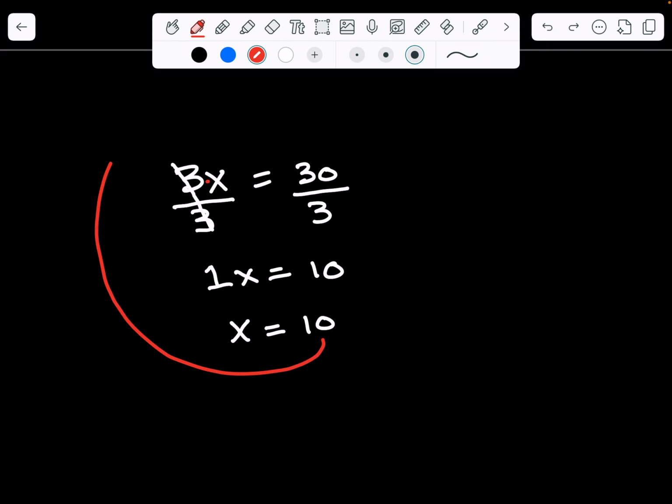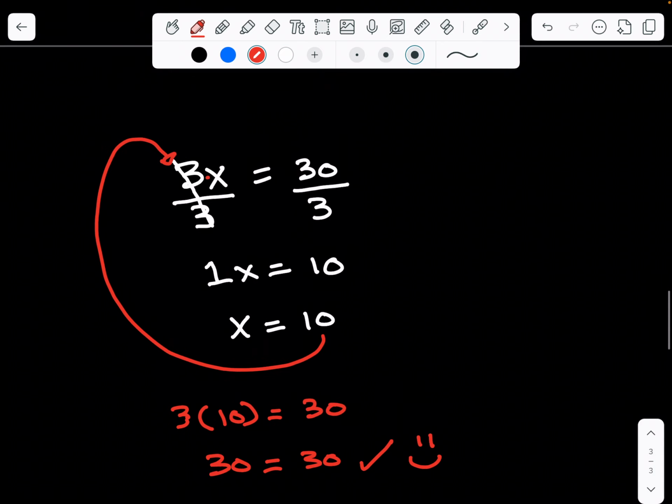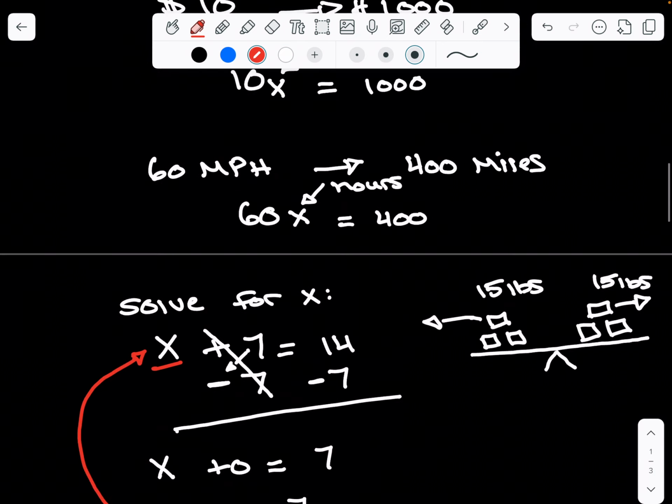So let's check it. I'm going to put 10 in for x. So we have 3 times 10, because there was a multiplication sign between those two, is equal to 30. And let's see if this is a true expression. 3 times 10 is 30, is equal to 30. So is this a true statement? Well, yes, it is. Therefore, we know we did it right. Okay, so let's go back up and let's summarize this real quick.